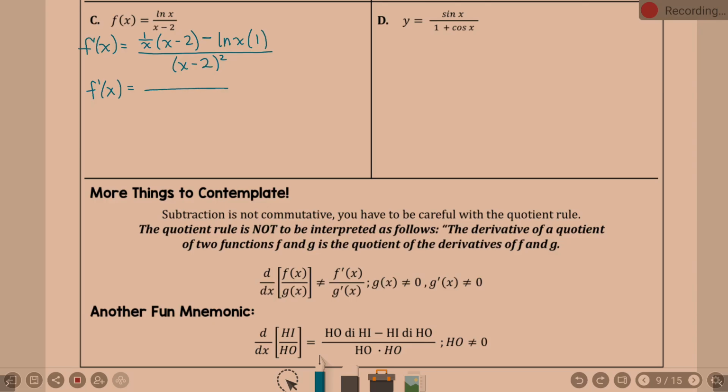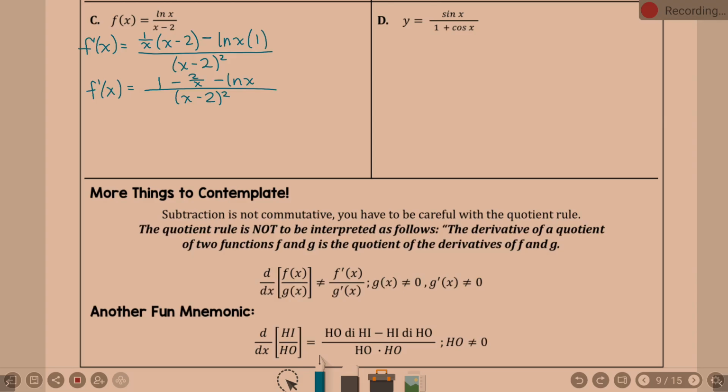Fractions within fractions are not cool. So we need to figure out a way to deal with that. But let's first distribute. 1 over x times x becomes 1, minus 1 over x times 2. Yuck. Minus natural log of x times 1. Minus natural log of x, all over x minus 2 quantity squared.